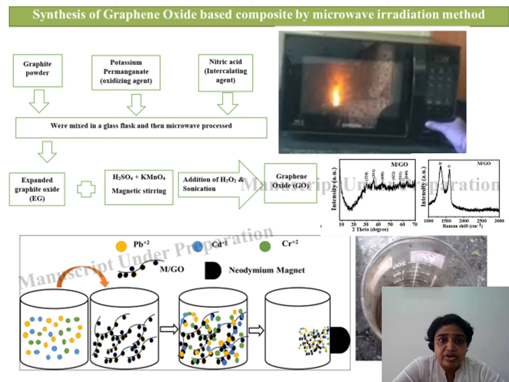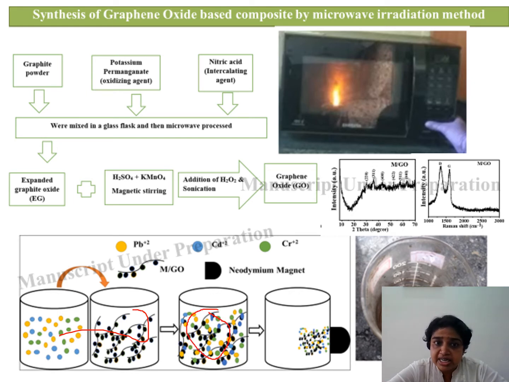Once we got this graphene oxide, the objective of this work is to synthesize graphene oxide based magnetic composite for removal of heavy metal from groundwater. So once we got this graphene oxide, we dispersed it in solvent, and then we separately prepared a solution containing lead, cadmium and chromium ions. We put that solution into this graphene oxide. Due to very high surface area, they got adsorbed here.